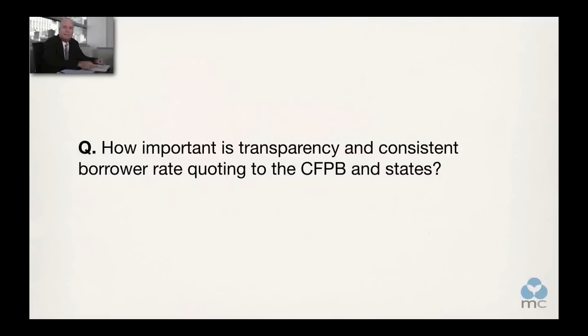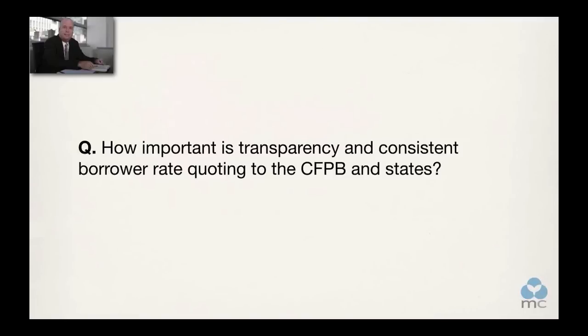Well, transparency and consistency when you're quoting borrower rates is of the utmost importance. First of all, in terms of consistency, all of your potential borrowers have to be treated similarly. That doesn't mean that they all get the same rate quote, but you have to treat them the same way. You have to do your quotes in a common fashion, so one is not treated differently than another. In fact, your wealthier borrower doesn't get better treatment than your less fortunate borrower. And the CFPB looks at these things.